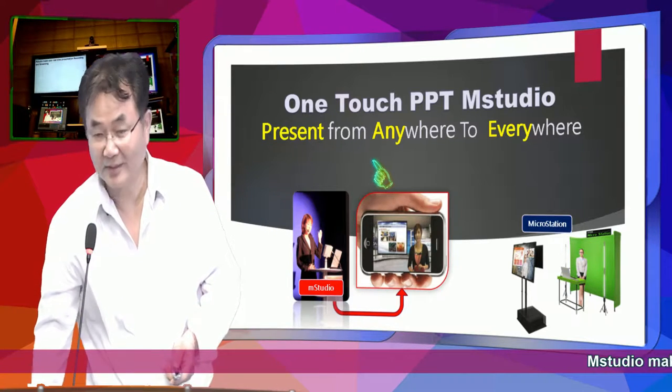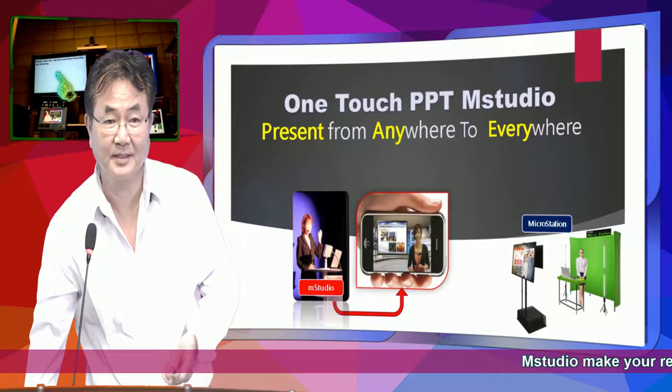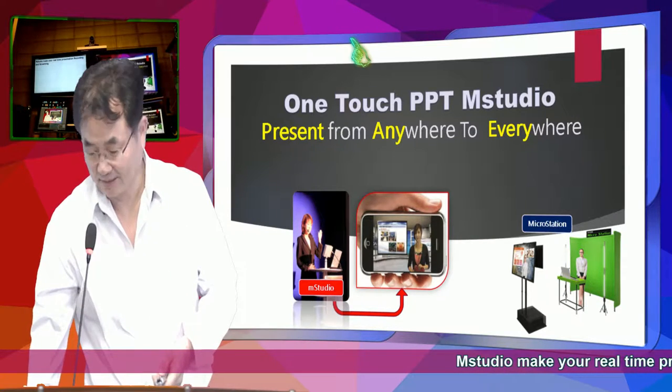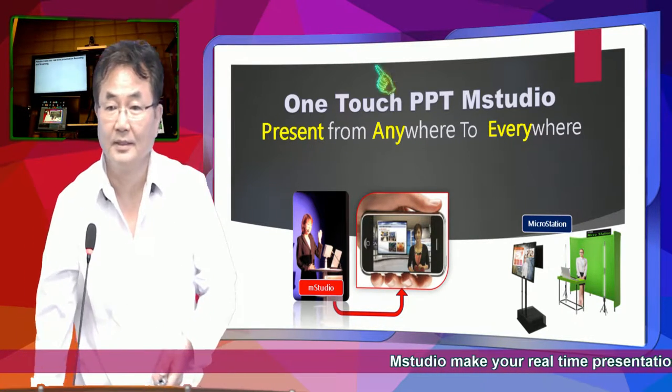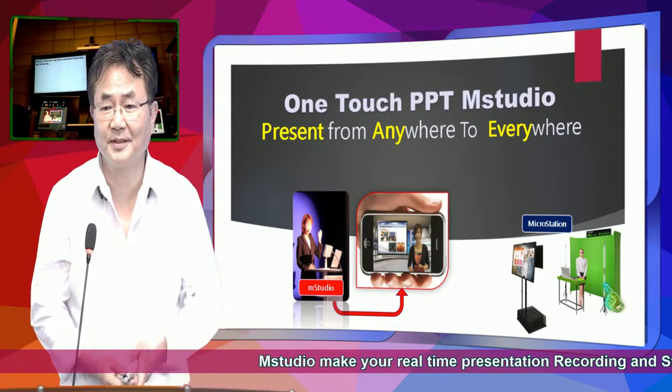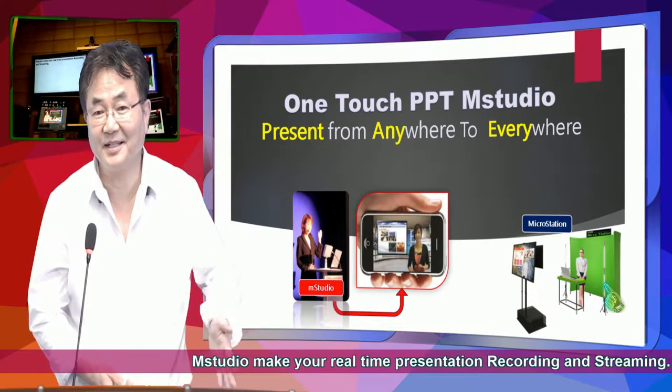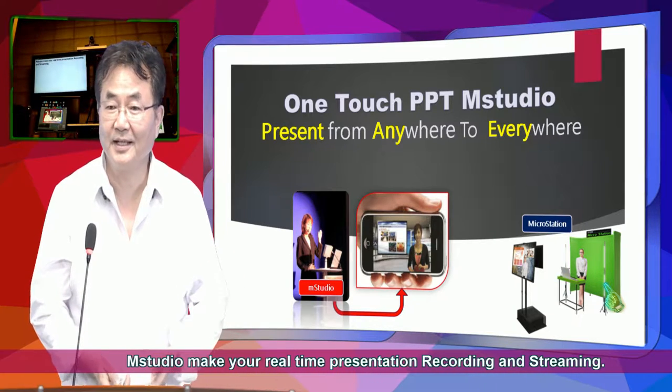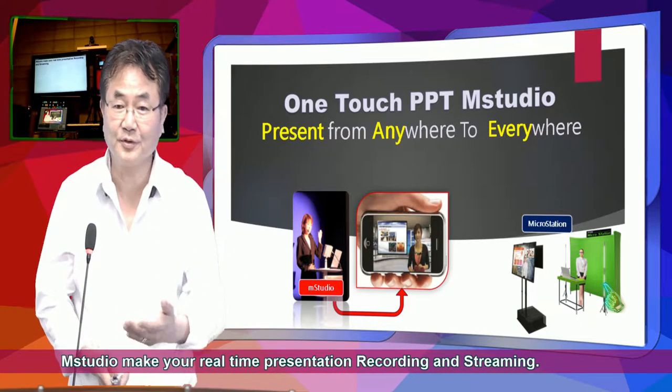We call this a slide note prompter. So in the second screen, the slide note prompter is there. What we are doing here is, you make this kind of studio, very simple, with any background, green or blue, and then you put in two monitors, MStudio, and everything is working.